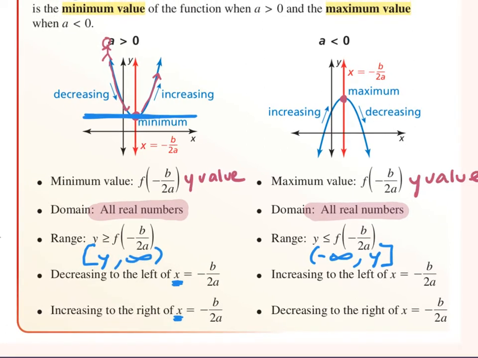Again, even when we're opening down, we start from the left and then go to the right, so we start walking uphill, and then once we get to our axis of symmetry, then we change to walking downhill. So when it opens down, we're increasing to the left of our x value and decreasing to the right of it. Now we're going to look at some examples. Any questions here?